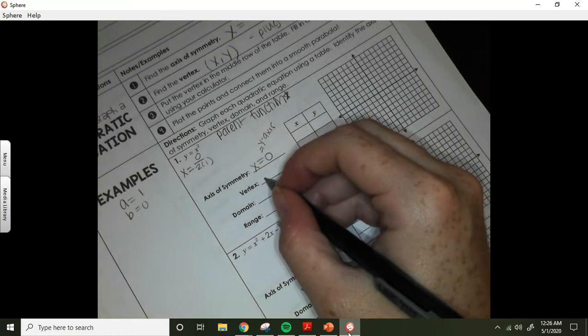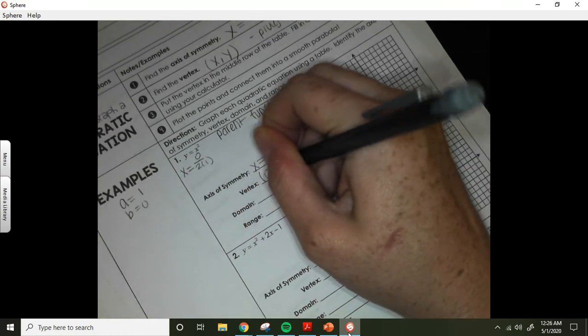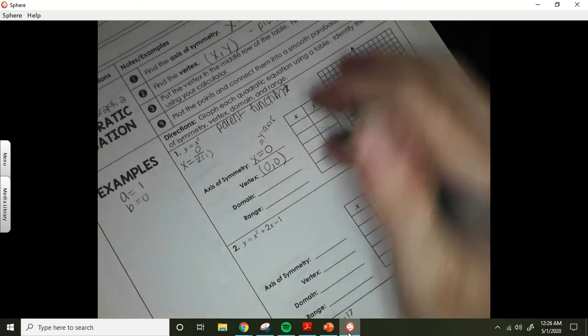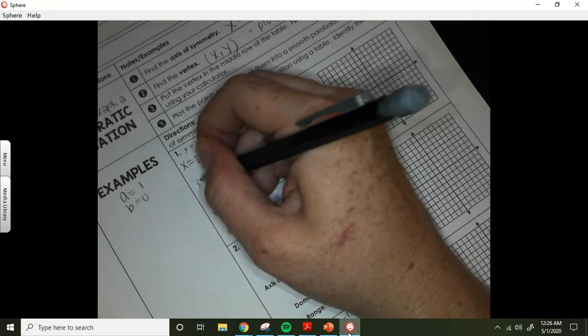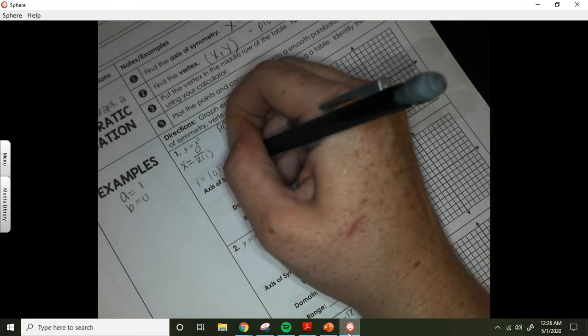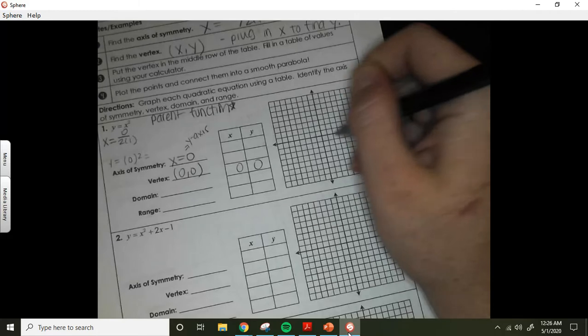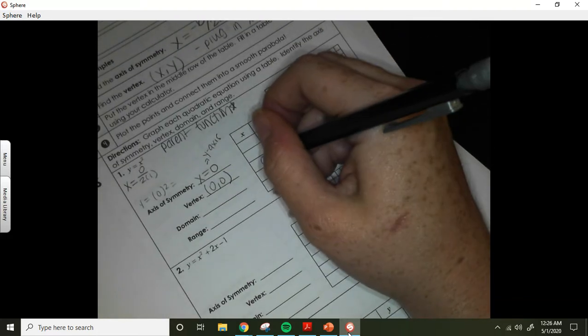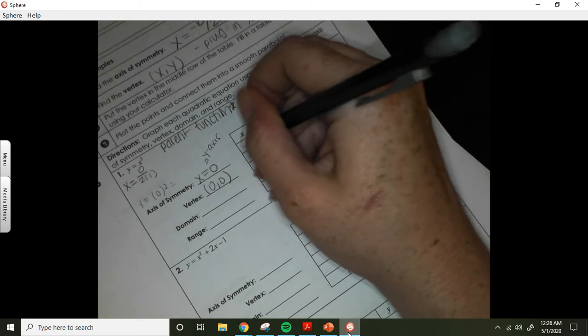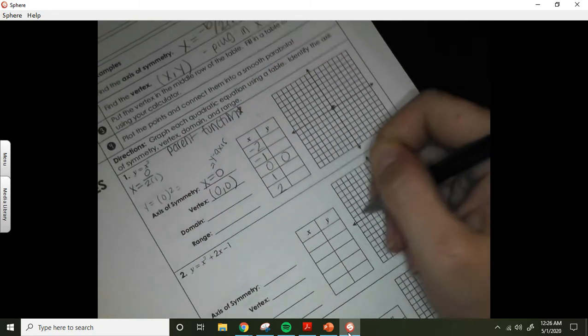So that means if we plug in 0, we're going to get 0. So if we do y equals 0 squared, that means that the vertex is 0, 0. Okay, so if we plot 0, 0, obviously it's the origin, and then we're going to do a couple of points around it. So we're going to do negative 1, negative 2, 1, and 2.